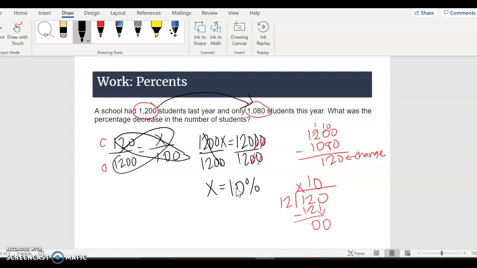Again, because our percent was missing, this is a 10% decrease, because our number dropped from 1,200 to 1,080. So that's percent of change.